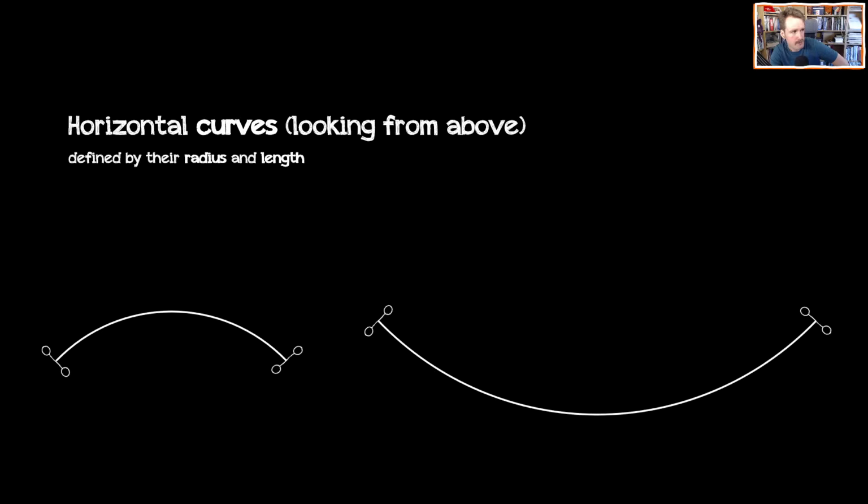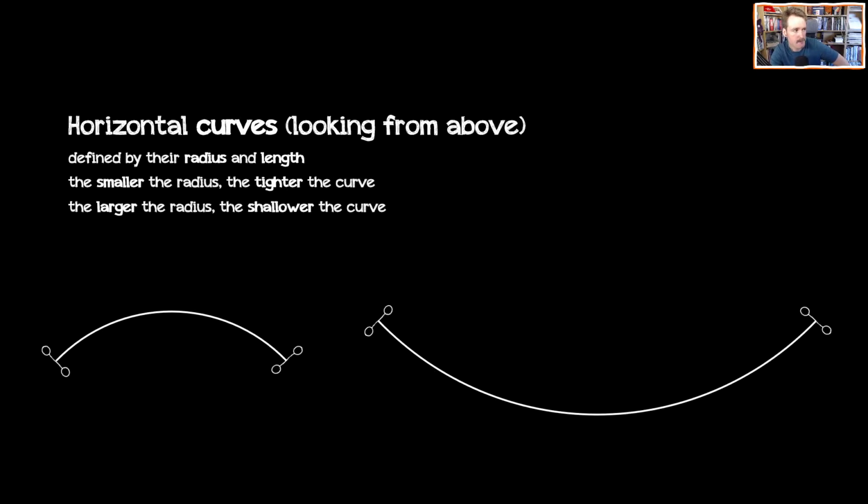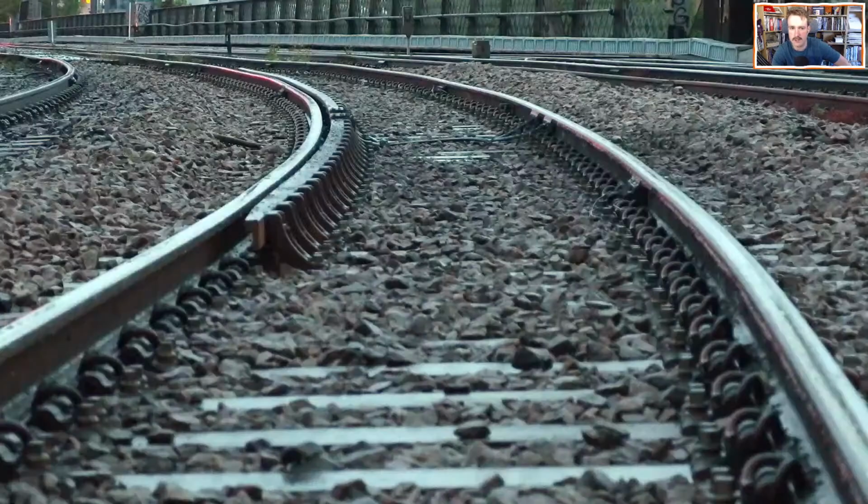Horizontal curves, looking from above. So we're looking down, and we have some curves defined by a radius and a length. Smaller the radius, tighter the curve. Larger the radius, the shallower curve. You all know this stuff. Here's a curve. There's a very tight curve on the approach to King Edward Bridge, just south of Newcastle on the Gateshead side of the bridge.